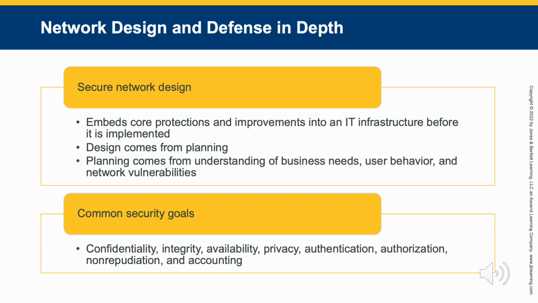Network design and defense in depth. Secure network design embeds core protections and improvements into an IT infrastructure before it's implemented. Design comes from planning. Planning comes from understanding of business needs, user behavior, and network vulnerabilities. The common security goals are the CIA triangle, again, confidentiality, integrity, availability. Also, the AAA, which is authentication, authorization, and accounting, and it also includes privacy and non-repudiation.